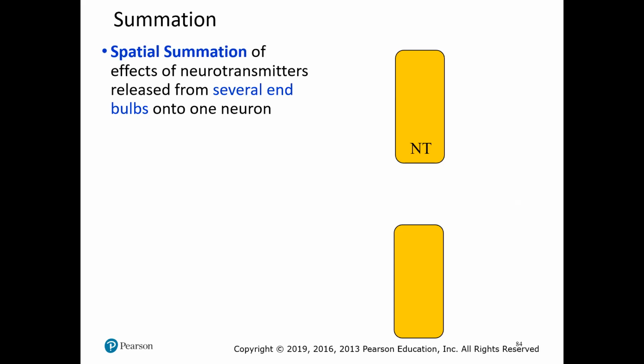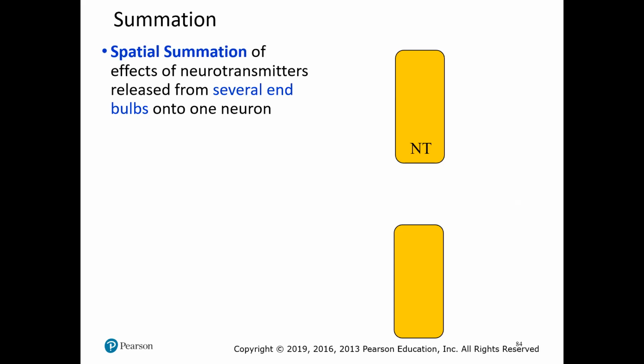So we have spatial summation, where we have multiple axon terminals releasing the same neurotransmitter into the postsynaptic neuron.